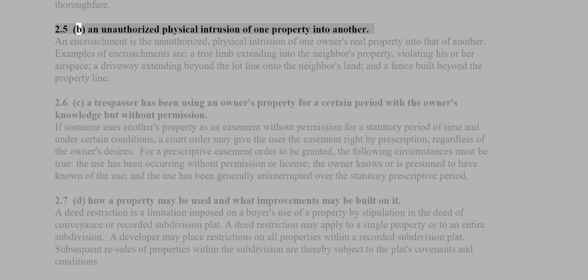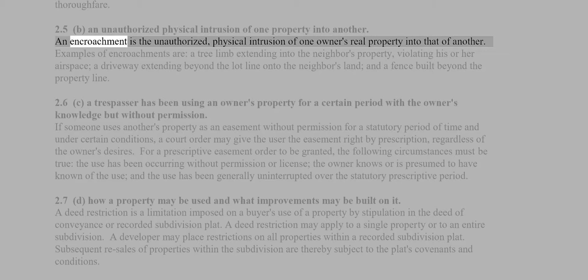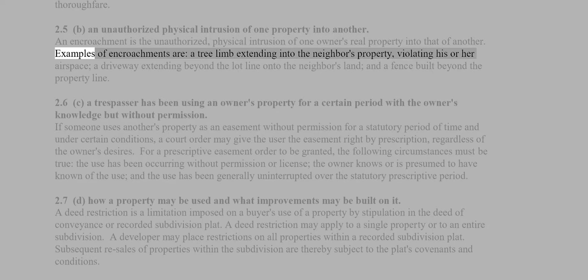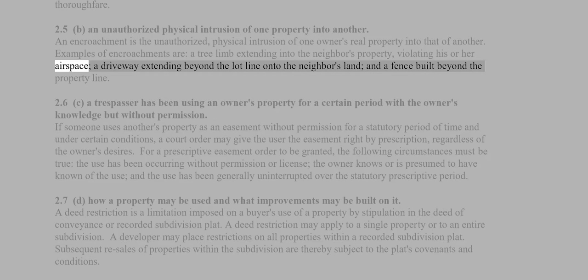2.5 B. An unauthorized physical intrusion of one property into another. An encroachment is the unauthorized, physical intrusion of one owner's real property into that of another. Examples of encroachments are a tree limb extending into the neighbor's property, violating his or her airspace, a driveway extending beyond the lot line onto the neighbor's land, and a fence built beyond the property line.